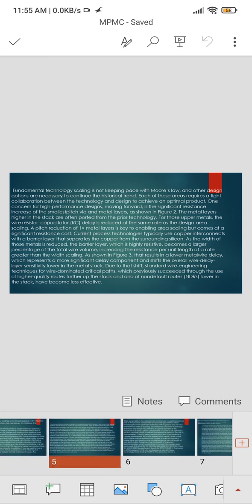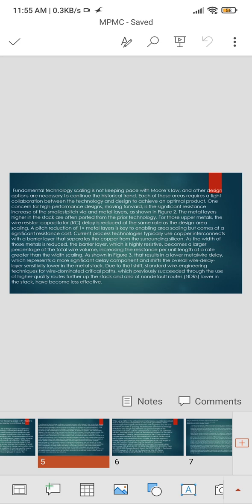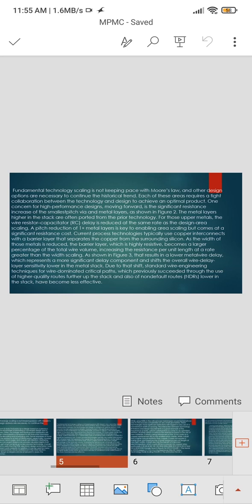Fundamental technology scaling is not keeping pace with Moore's law, and other design options are necessary to continue with the historical trend. Each of the areas requires a tight collaboration between the technology and design to achieve an optimal product.